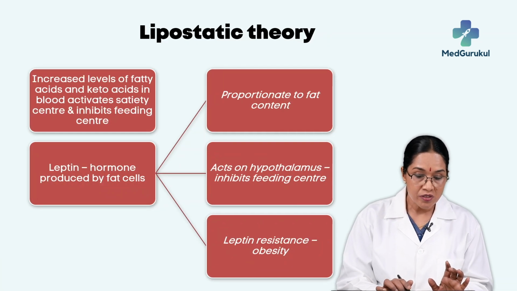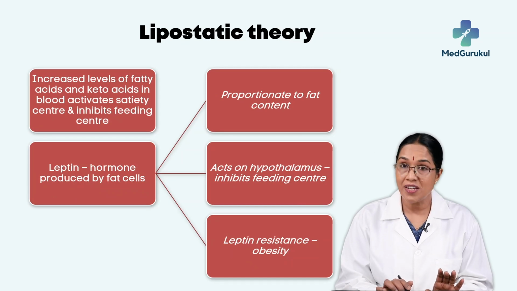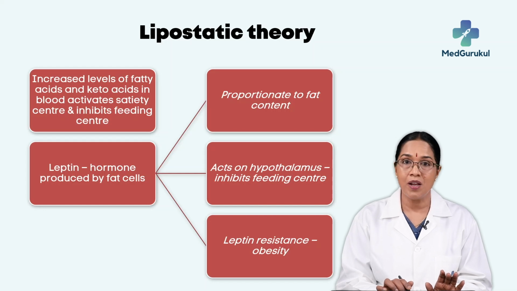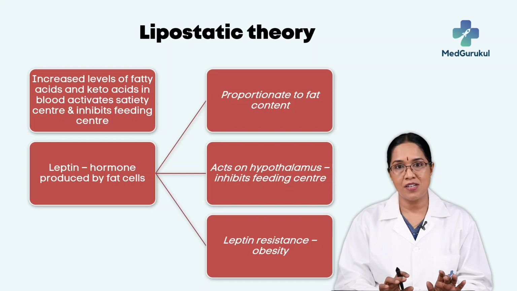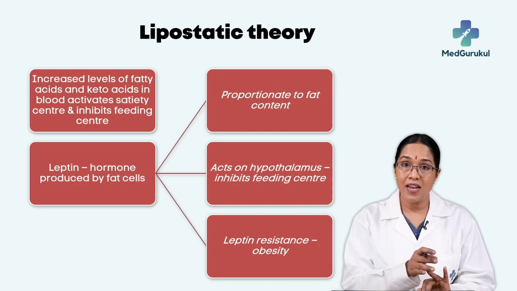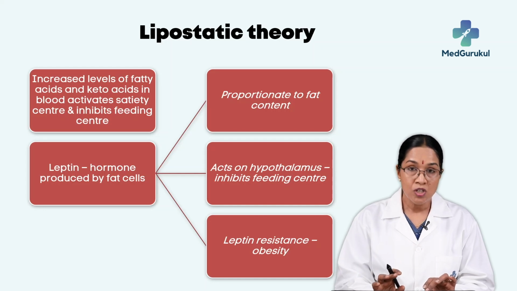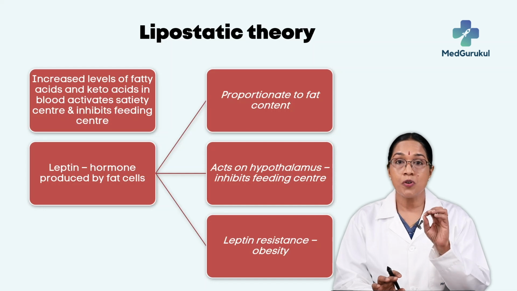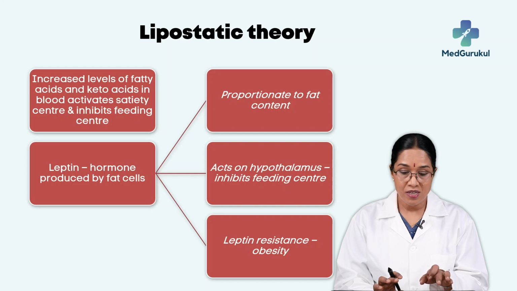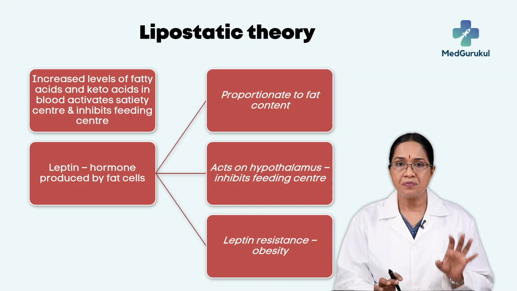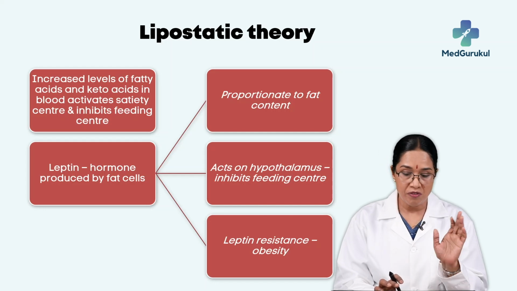Now coming to the lipostatic theory. The lipostatic theory states that an increase in the level of fatty acids and also keto acids in the blood is activating the satiety center, and it will inhibit the feeding center. So the presence of fatty acids and keto acids would activate the satiety center and inhibit the feeding center. What happens here is leptin, a hormone which is produced by the fat cells, and the leptin produced is proportionate to the fat content. So how much fat content is there in the blood, that much amount of leptin would be there.